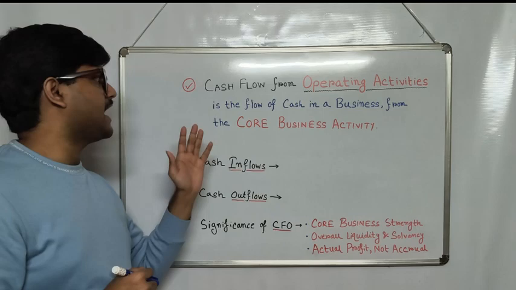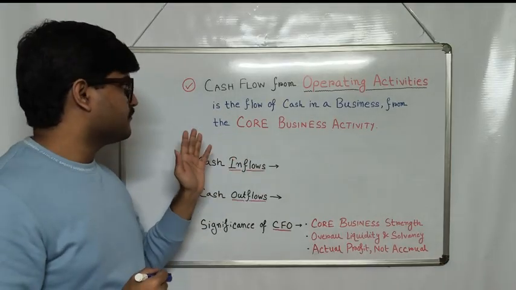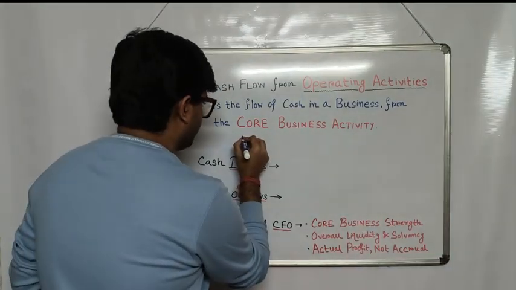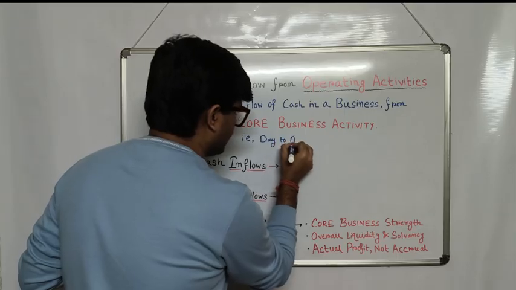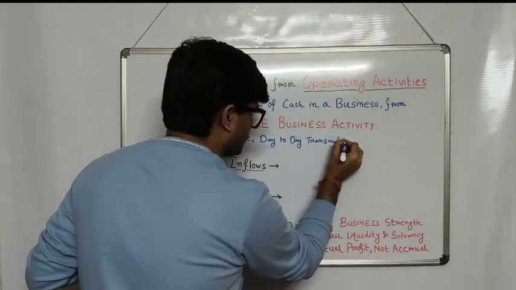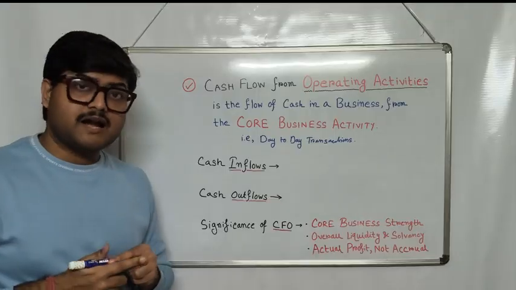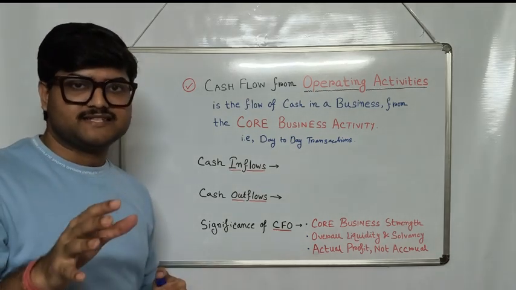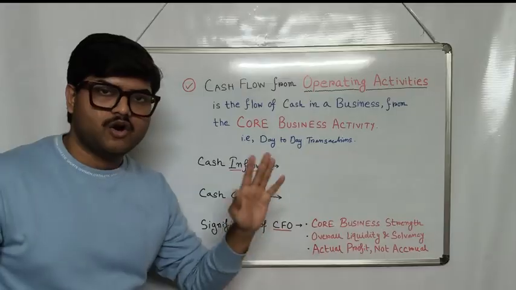Now we will talk about cash flow from operating activities. It is the flow of cash in a business from the core business activity, that is the main business activity, i.e. from the day-to-day transactions. Let's say for a garments manufacturing company, if they are selling the garments to the open market, the sales money they are receiving will be considered as cash flow from operating activities.